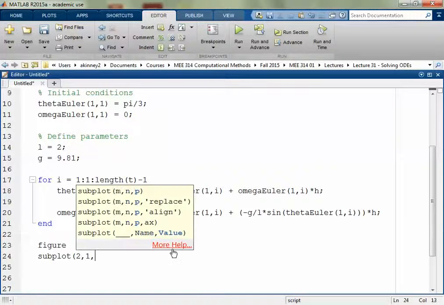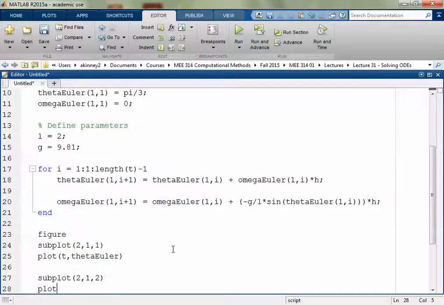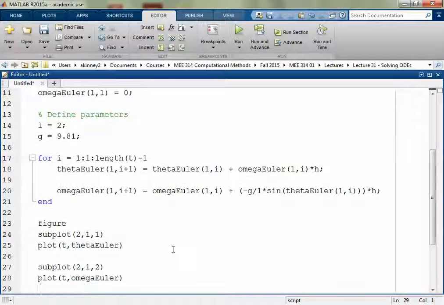with 2 rows, 1 column, so that we can plot t, or time, on my x-axis, theta Euler, or my angular position on the y-axis, and then in my second subplot, 2 comma 1 comma 2, I'm going to plot my t on my x-axis and my omega Euler, my angular velocity, on my y-axis.